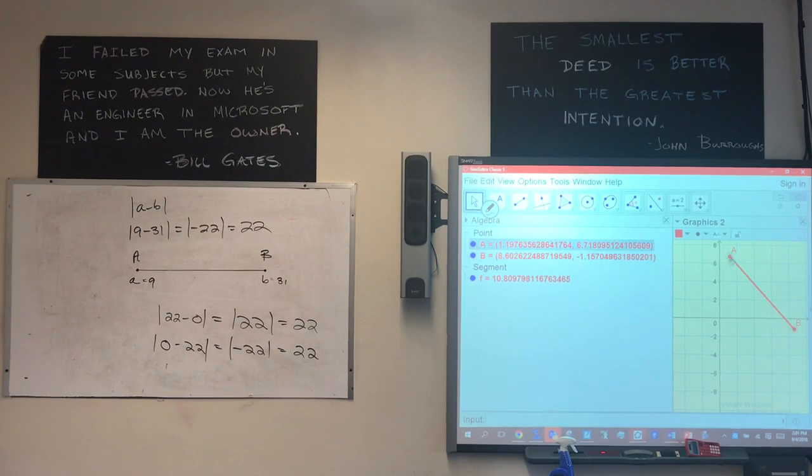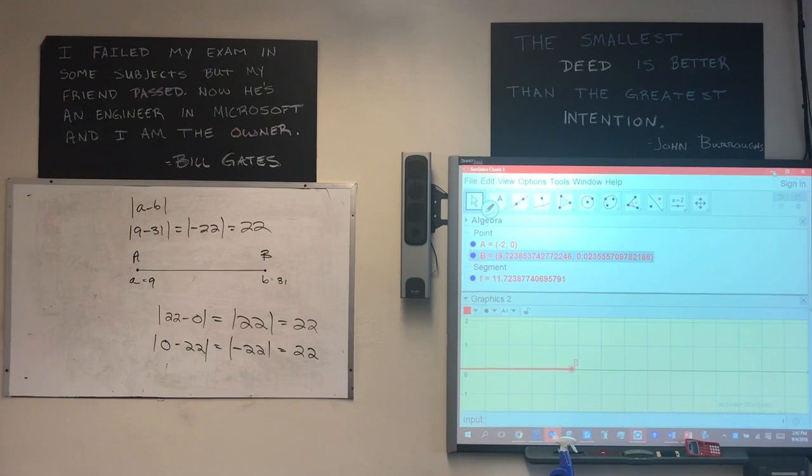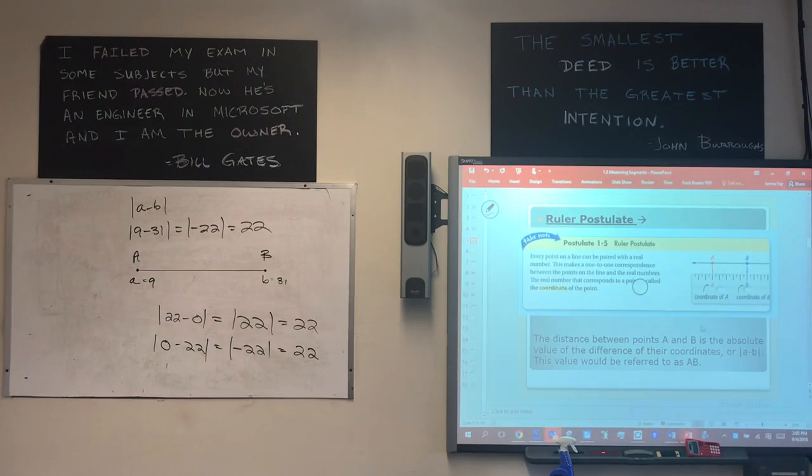Because there will be times, guys, where I'm trying to find the distance of maybe that segment right there. Let's see if I can get it back. There we go. Something similar to that. Okay? Where the one point is maybe a nice number like -2, but this point over here is kind of an ugly number like 9.72838. Okay? So we have to be able to use that formula. Does anybody have questions over that? All right. So that's the ruler postulate.